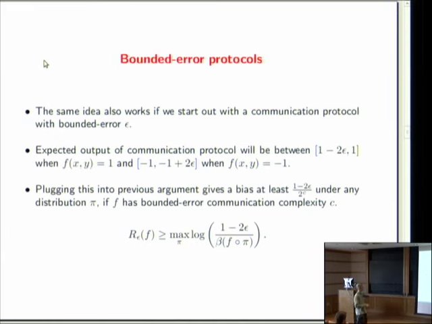Okay, so what I've shown now is that the bias is at least 1 minus 2 epsilon over 2 to the c, if f has randomized communication complexity c. If you rearrange this, it basically means that the randomized communication complexity of f is at least log of 1 minus 2 epsilon over the classical bias of f under the distribution pi. And the distribution pi didn't enter in anywhere here, so I can take the max over all distributions.